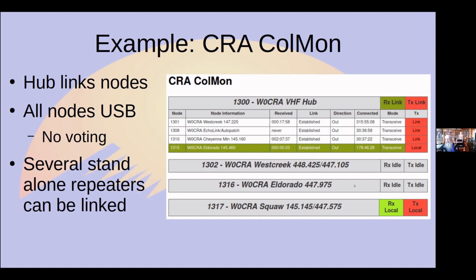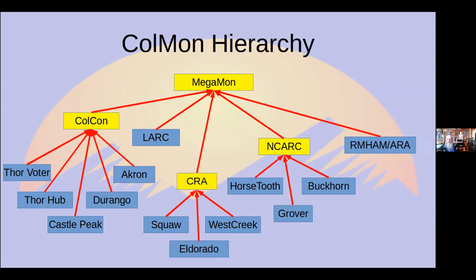The reason for showing this, of course, is that in this case, these are all USB interfaces, so they're not voting, but CallMon works just as well with USB instances as it does with systems based on a voting system. So what we've actually done is to create a whole hierarchy of individual clubs that exist on the RMHAM network, and then combine all of these into a view of the entire system that we call Megamon.